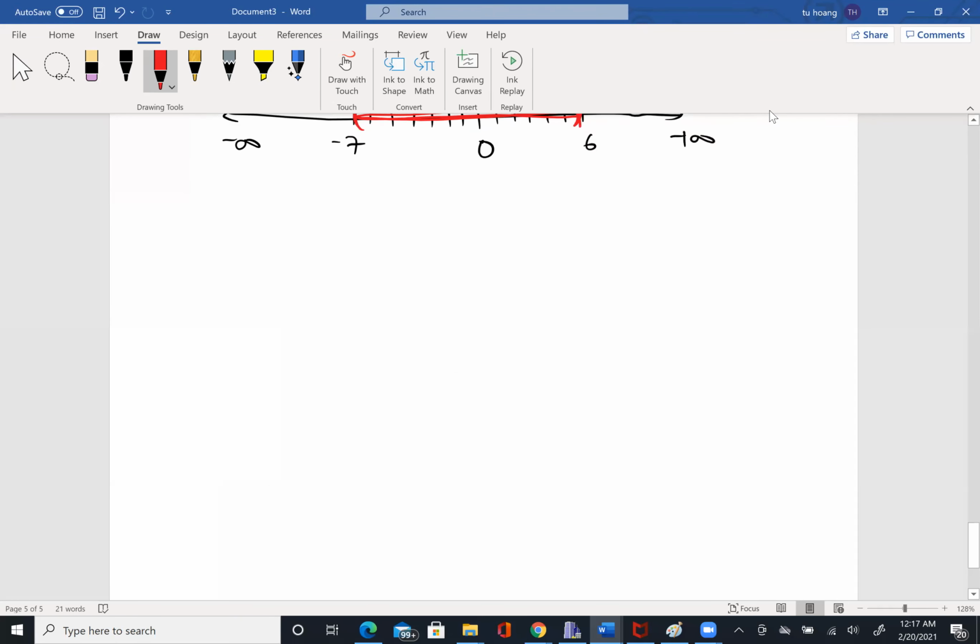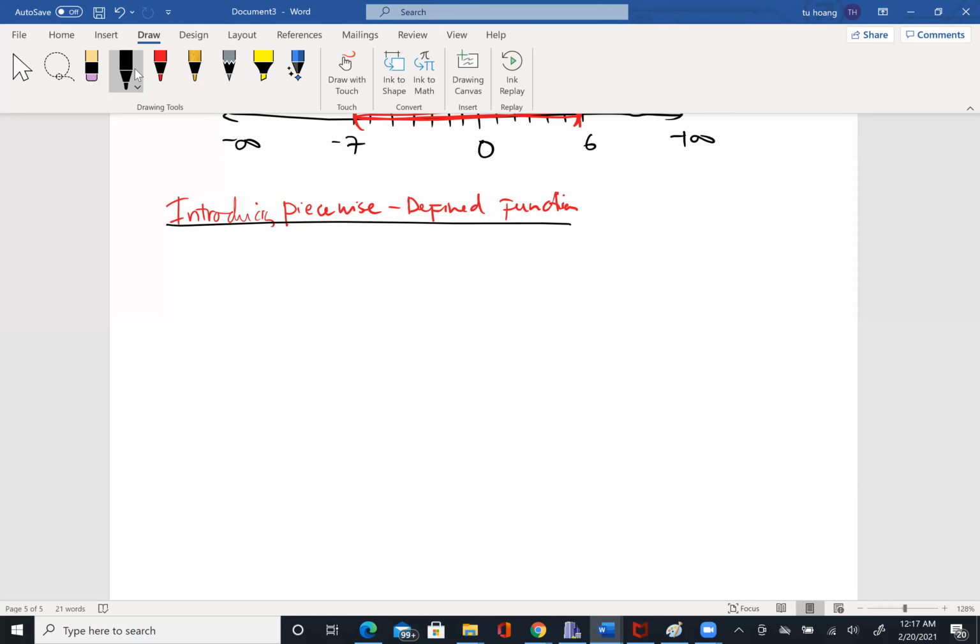Okay, lastly, I want to introduce the piecewise defined function. So, the definition.